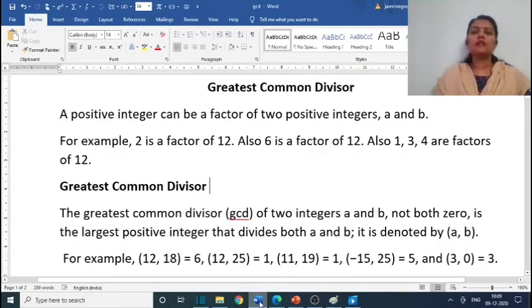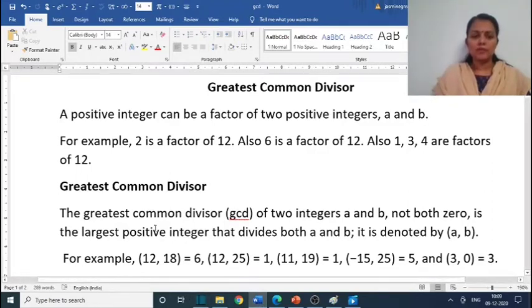So we have two numbers A and B. They have factors and we can factorize both numbers A and B. The greatest common divisor of integers A and B, not both 0, which should be positive, is called GCD. Let's start the portion greatest common divisor.